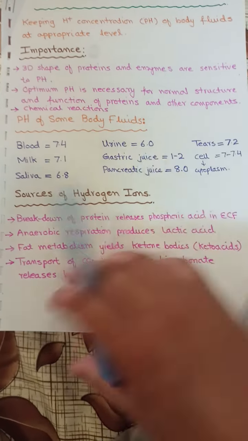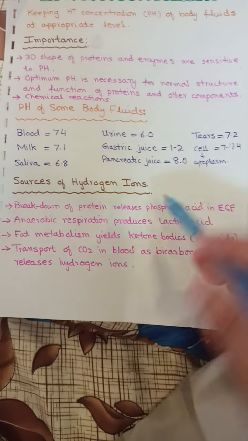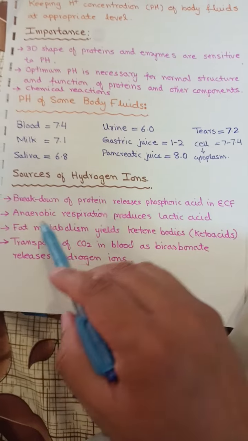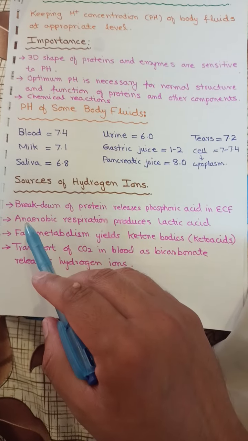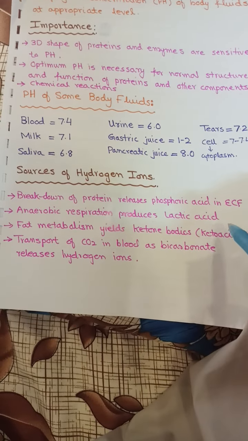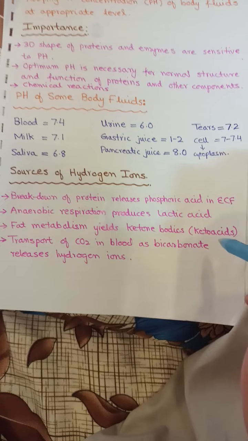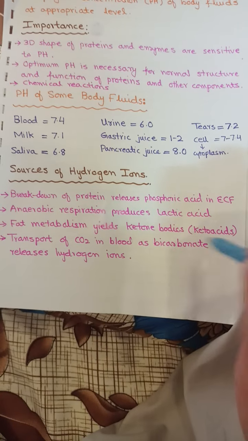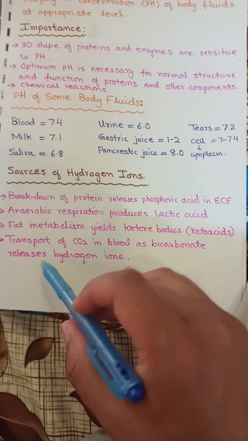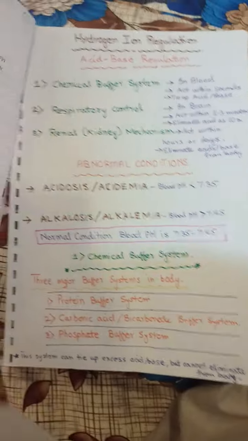What are the sources of hydrogen ions? The breakdown of proteins releases phosphoric acid in extracellular fluid, so breakdown of proteins is the first source. Anaerobic respiration produces lactic acid. Fat metabolism yields ketone bodies or keto acids, which are a source of hydrogen ion. And transport of carbon dioxide in blood as bicarbonate ion releases hydrogen ion. So these are the sources of hydrogen ion in our body.